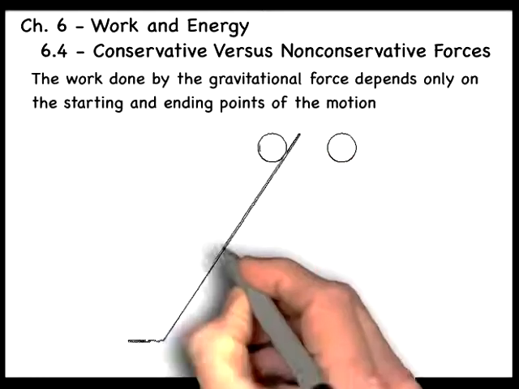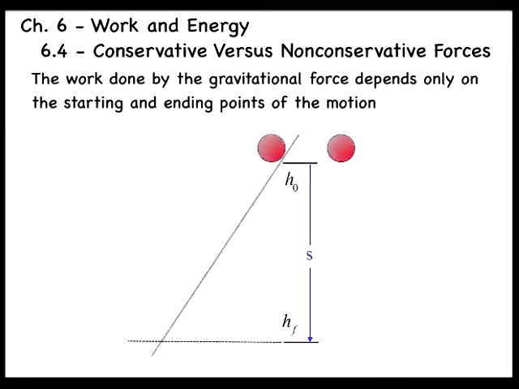For example, when the balls travel from heights h0 to hf, the work done depends only on the 2 heights and not on the path, even though in one case there was a horizontal displacement. For this reason, the gravitational force is called a conservative force. There are 2 different but equivalent ways to define a conservative force. The first one is as follows.